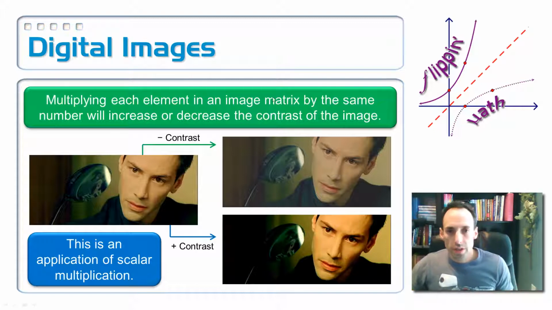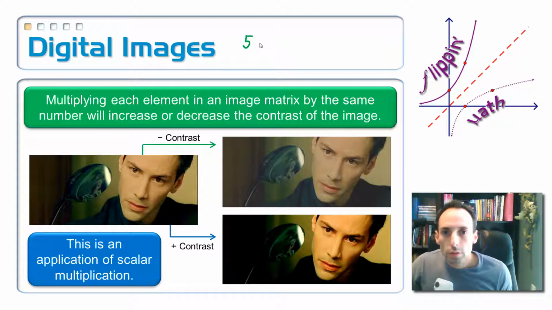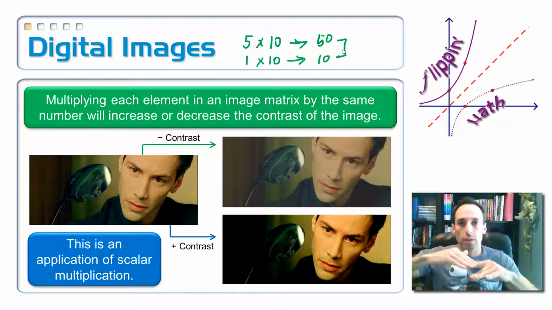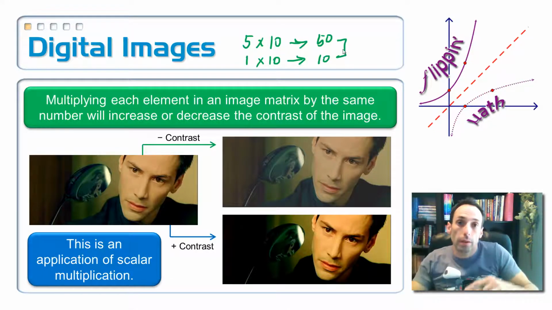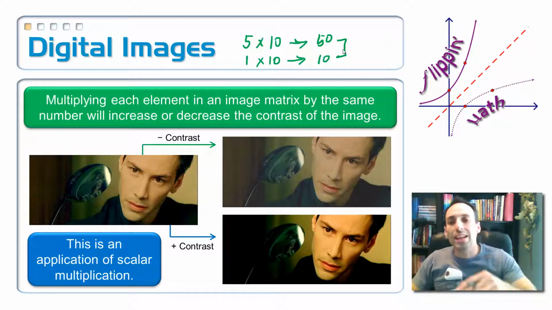So let's say, for example, I had the number 5 for a pixel color. If I multiply that color by 10, it becomes 50. Now if I look at another color, maybe the color was 1, and I also multiply it by 10, now it's 10. The difference between those two really increased, but I multiplied by the same number. And this just increased the contrast of the image. Okay, so that is an example of matrix multiplication.